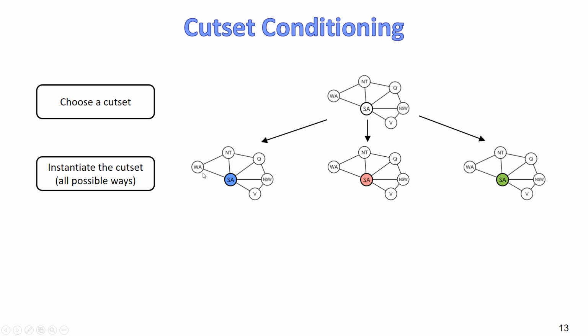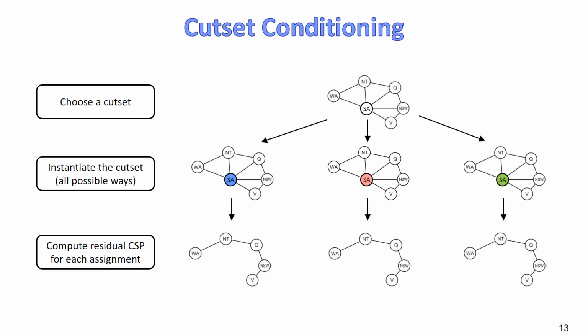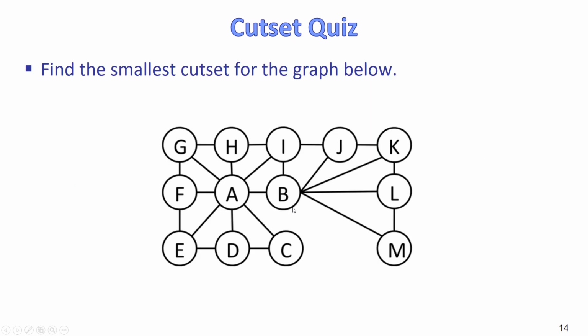Then take one of them and propagate the blue value. For example, in this graph, we propagate the blue here, so we remove the blue from all the domains of the neighboring variables. Then we solve the problem. Now we have a tree structured problem. We solve that problem, and then we augment the solution with blue for SA. If we found the solution here, we are done. If not, then we have to try another value for SA, which will be red here, and so on. So this is the Cutset conditioning idea.